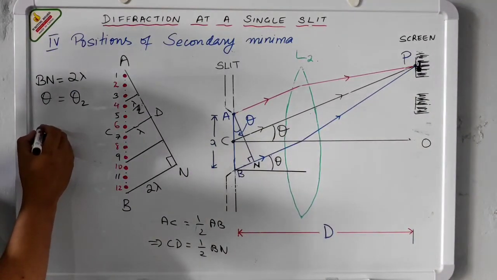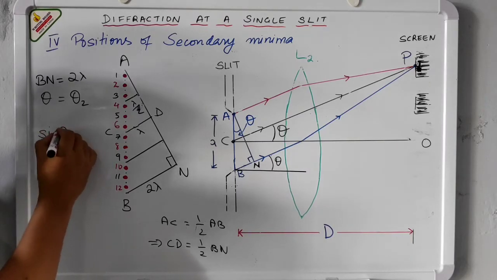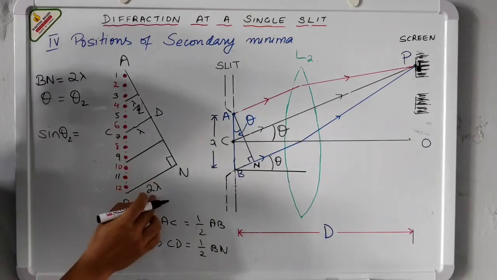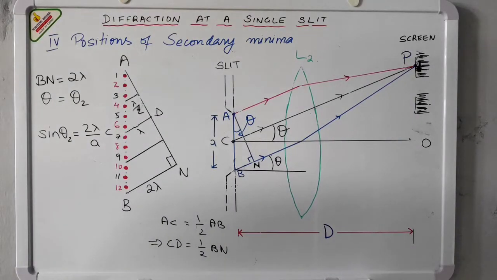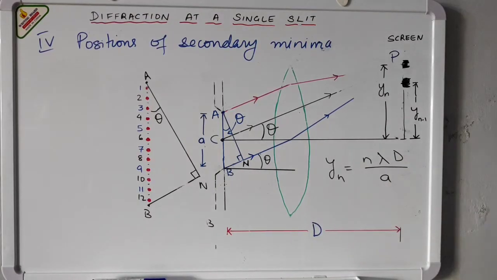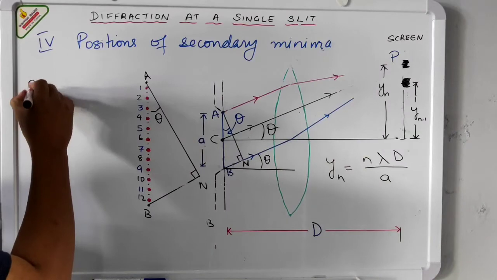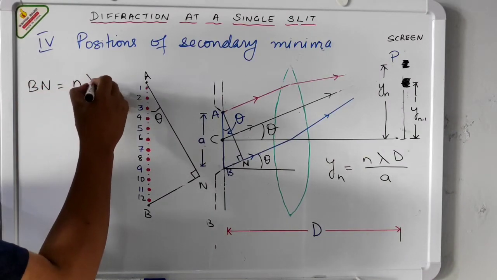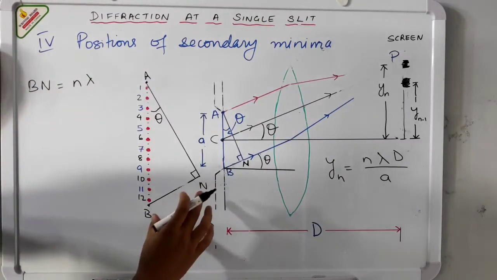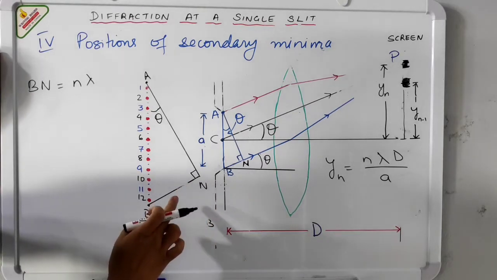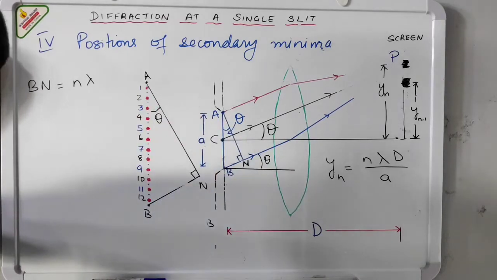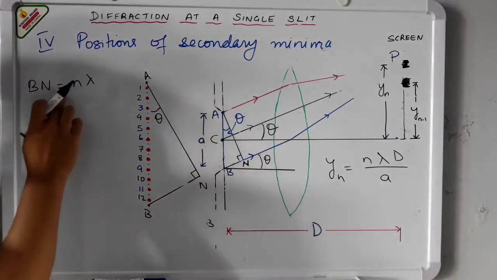Such a point is called the second secondary minimum. For the second secondary minimum, we can write sine theta 2 is equal to 2 lambda by A. Okay. The position of P for this condition is called the position of the second secondary minimum. In general, let us write Bn equals n lambda, because we get secondary minima when Bn is equal to lambda, 2 lambda, 3 lambda, 4 lambda, 5 lambda till n lambda. For general, we can write Bn equals n lambda.